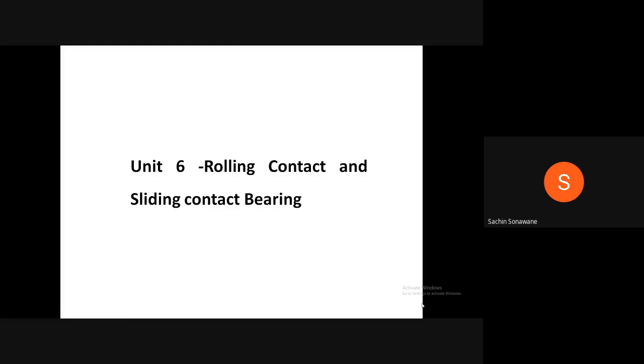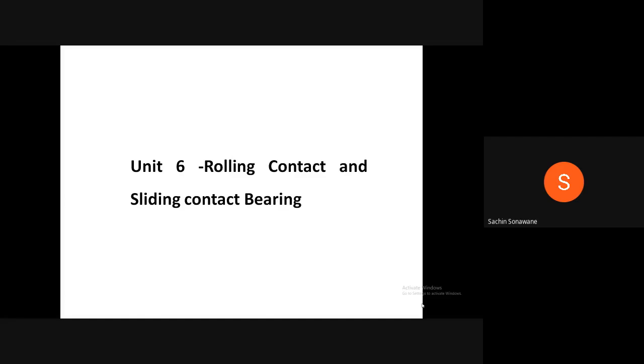Therefore, rolling contact and sliding contact bearing. First of all, we will study what is rolling contact and what is sliding contact. Rolling contact, you know, means point contact or line contact, and sliding contact means surface contact.